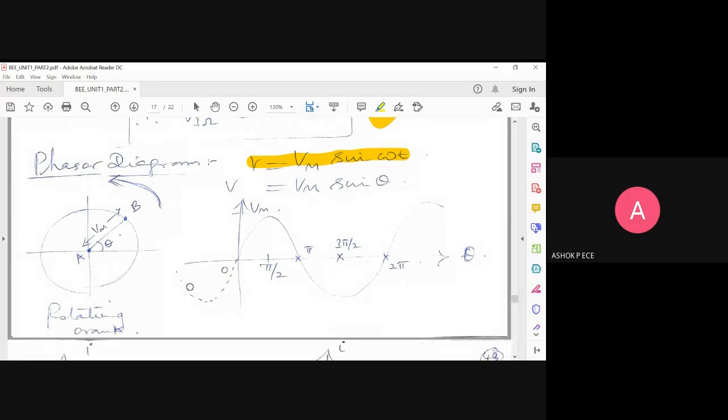So if you plot this signal with theta along the x-axis and voltage along the y-axis, you will get a proper sine wave starting at zero, because sine zero is zero. At 90, it reaches maximum. At 180, it becomes zero. At 270, it reaches negative maximum. And then at 2 pi, it is going to be zero. So you get a proper sine wave.